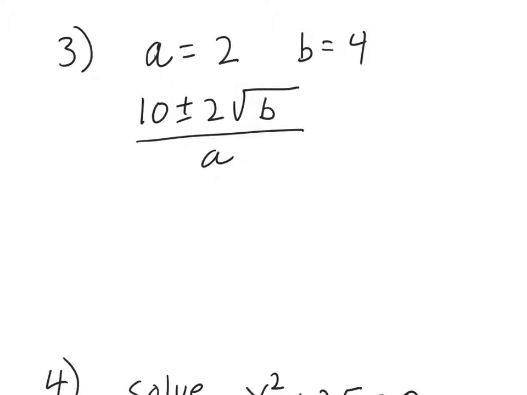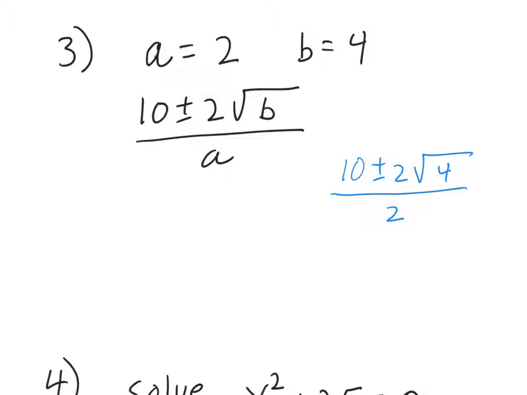On number 3, a is 2 and b is 4. So I'm going to substitute that into our expression for a and b. So we will get 10 plus or minus 2 times the square root of 4, and that's going to be over 2. So we're going to get two expressions from this because we have a positive and a negative.